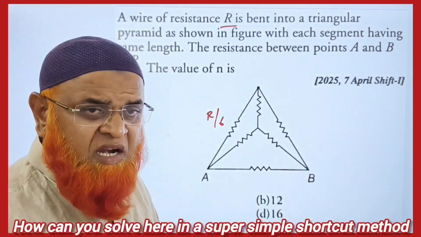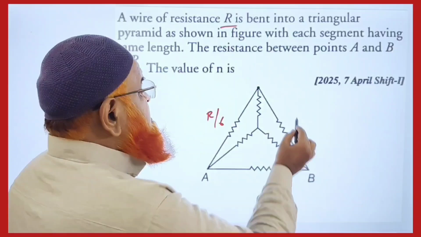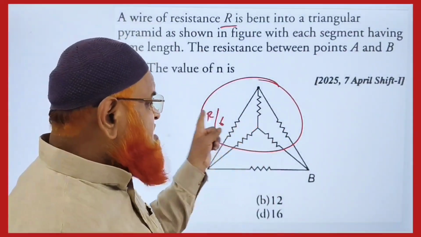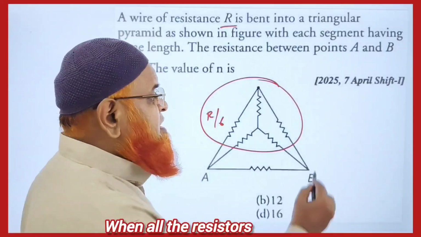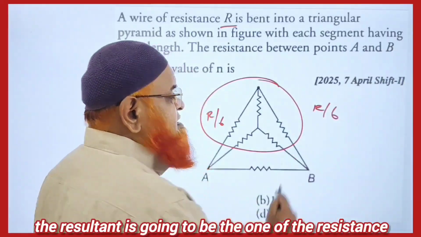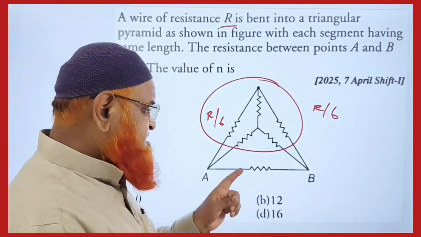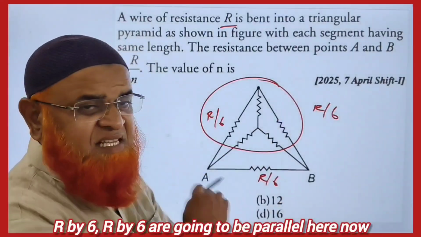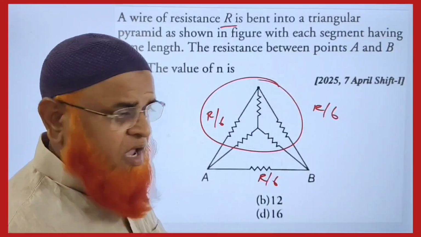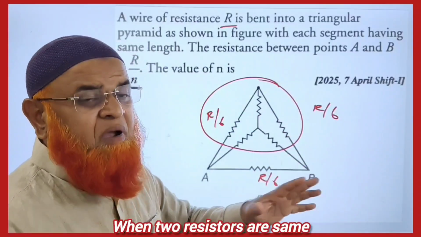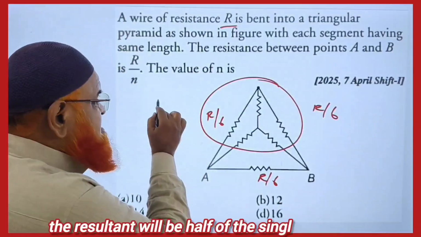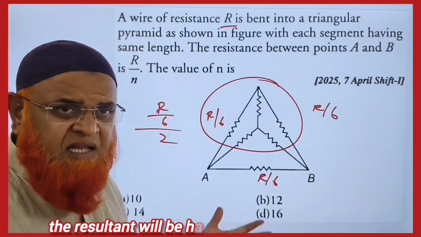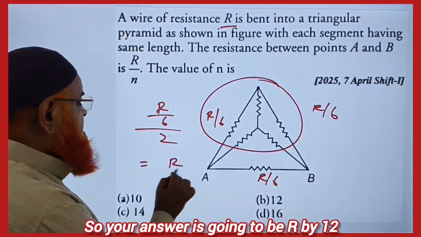How can you solve this with a super simple shortcut method? See, the upper part is going to be a Wheatstone bridge. In a Wheatstone bridge, when all the resistors are the same, the resultant is going to be one of the resistances. Next, this is also going to be R by 6, and the two R by 6 are going to be parallel here now. When two resistors are the same and they are parallel, the resultant will be half of the single resistance. That's it. So your answer is going to be R by 12.